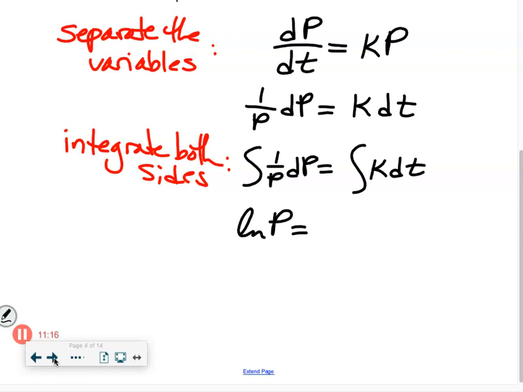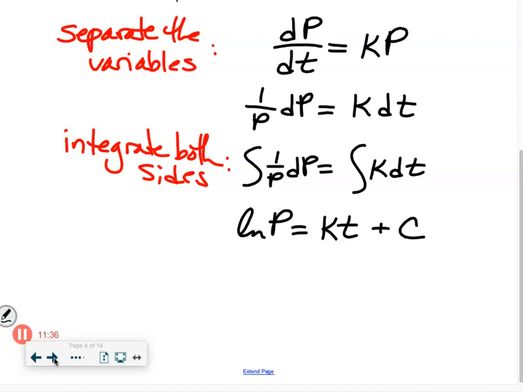Okay. What's the antiderivative of k dt? Kt, because k is a constant, right? It's not 1/2 k squared. K is not a variable. K is a constant. So this would be kt, and then what am I missing?